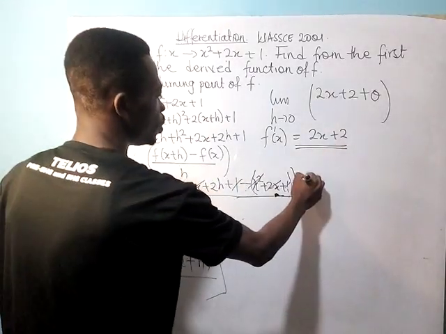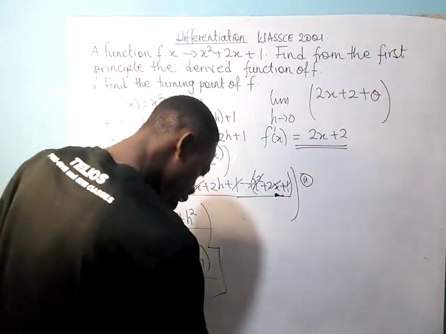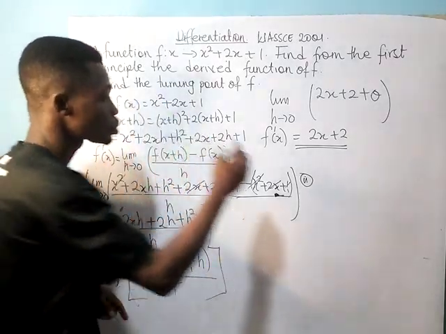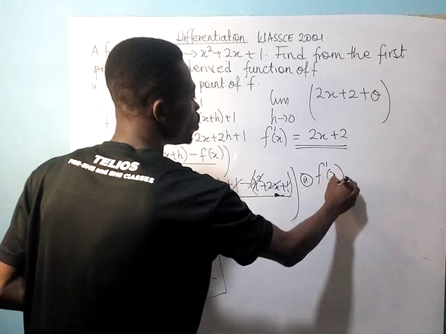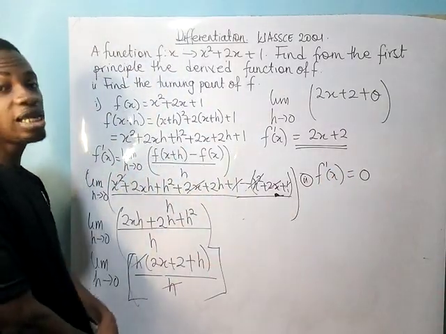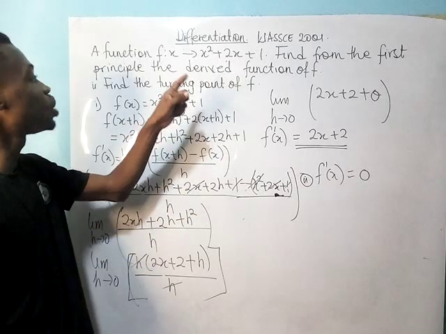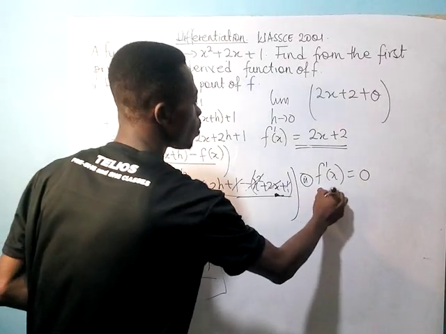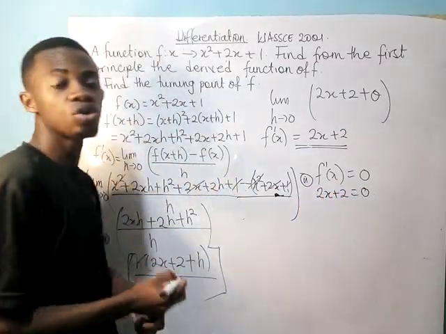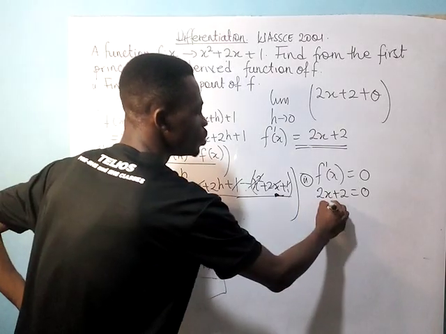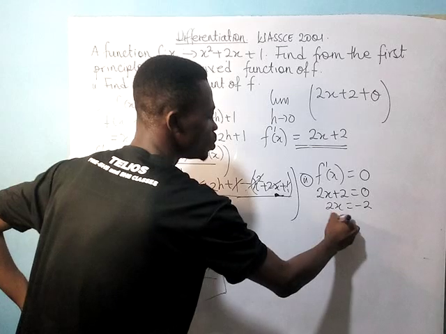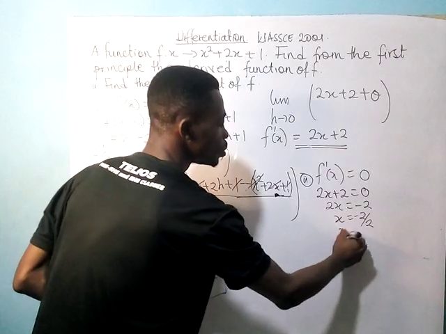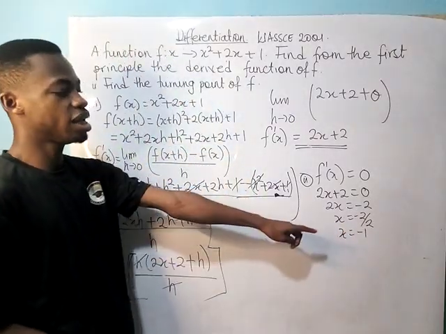Now we were asked to find the turning point. So here, for turning point, dy/dx is equal to 0. So we equate what we have here: 2x plus 2 is equal to 0, where we have 2x is equal to negative 2, then our x will be -2/2, giving us -1. So we have the x value.